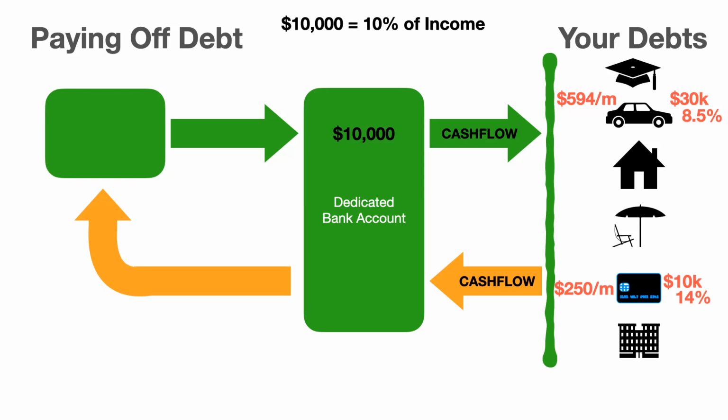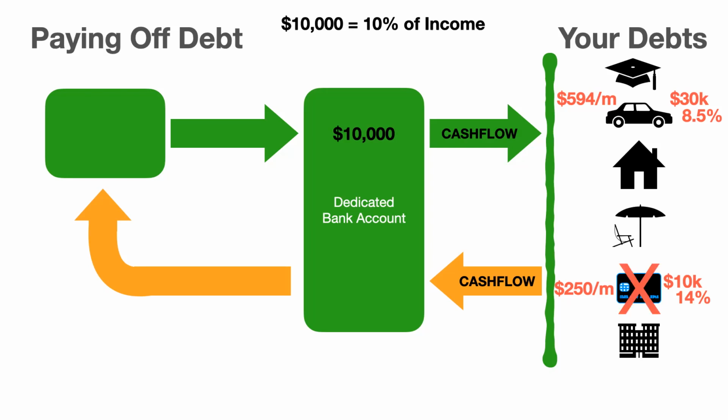Once you have that, remember, you're already doing this. You're already paying $594 a month. You're already paying $250 a month. Once you have that $10,000 in your dedicated bank account, you're going to use that now to look at what are your lowest debts and expenses that you can pay off. Well, in this case, you've got your credit card, you've got a $10,000 loan on it. You can take that $10,000 and completely pay that credit card off. Okay, so that's what you do.